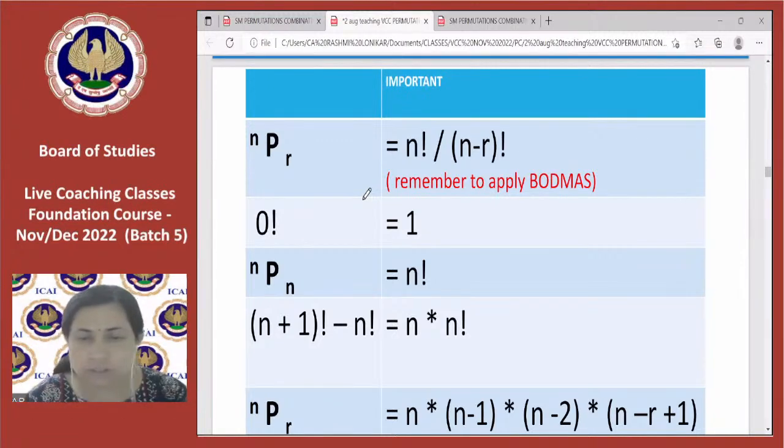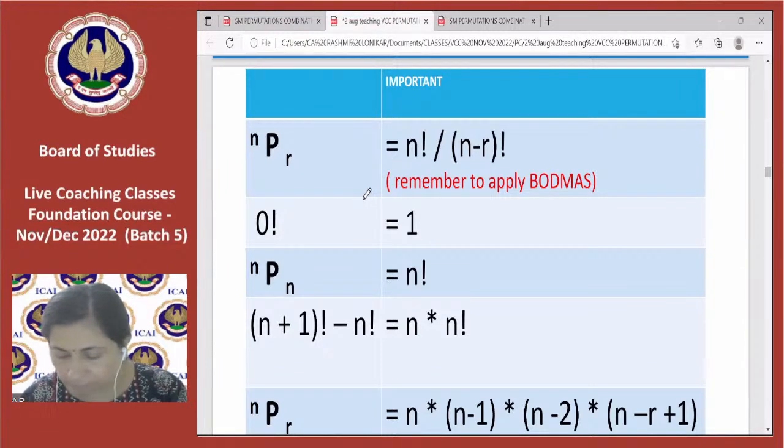Munshita, can you increase the volume of your laptop or mobile, right? Okay.